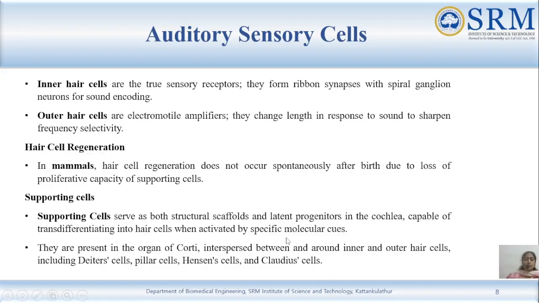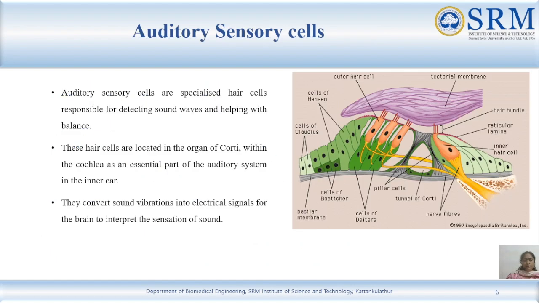So what are the supporting cells? Supporting cells serve as both structural scaffolds and latent progenitors in the cochlea, and are capable of transdifferentiating into hair cells when activated via specific molecular cues. They are present in the organ of Corti and are interspersed between and around the inner and outer hair cells, including the Deiters cells, the pillar cells, Hensen cells, and Claudius cells that we had seen in the image before.